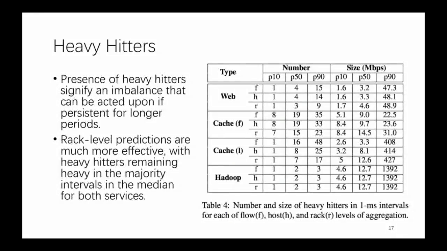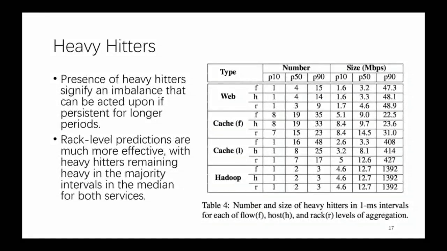Now, what is a heavy hitter? The set of flows that we call heavy hitters represents the minimum set of flows that is responsible for 50% of the observed traffic volume over a fixed time interval. So, the presence of heavy hitters can signify that there is an imbalance in the network performance that we can act upon. And if it's large enough compared to other flows, then that makes a difference.